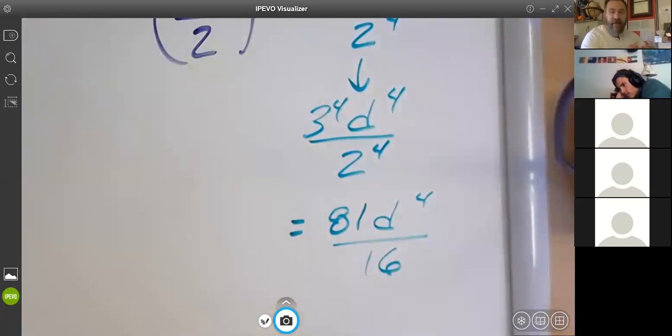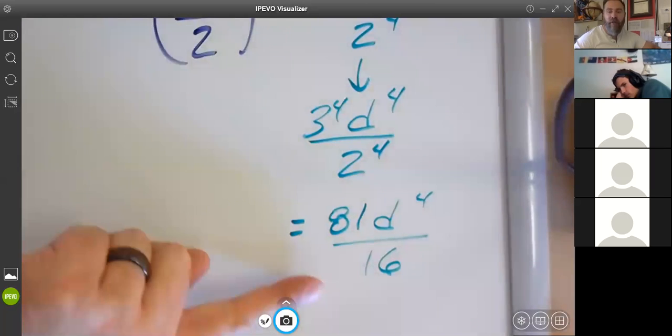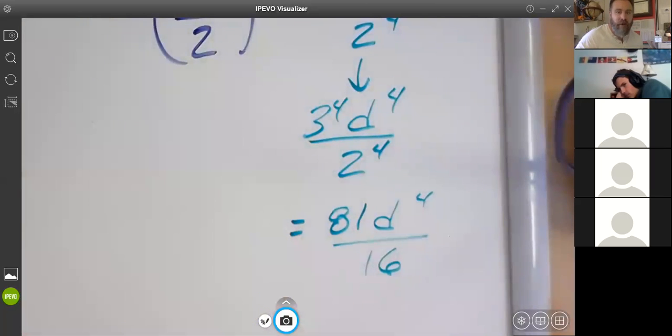Quick hint here, because at this point you might be wondering, I have no idea whether or not 81 over 16 reduces at all as a fraction. The hint there is that if your fraction will reduce, it'll reduce at the beginning. 3 over 2 does not reduce, therefore 81 over 16 will also not reduce. So that's a quick check there as well.